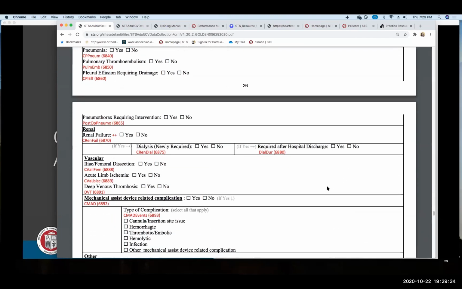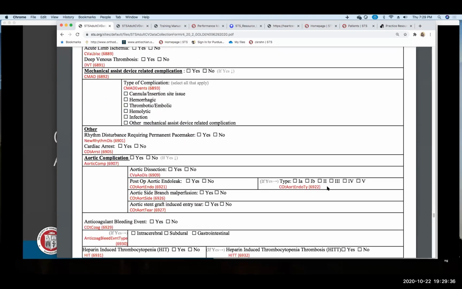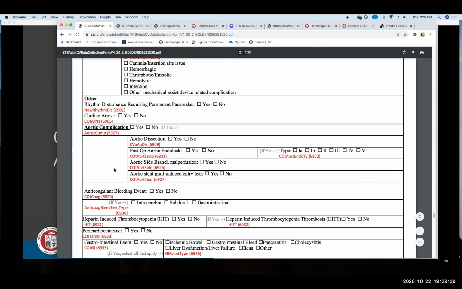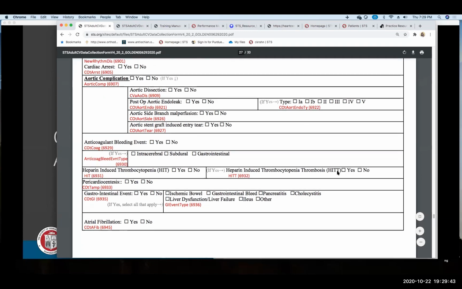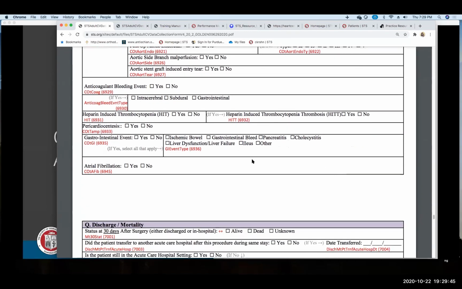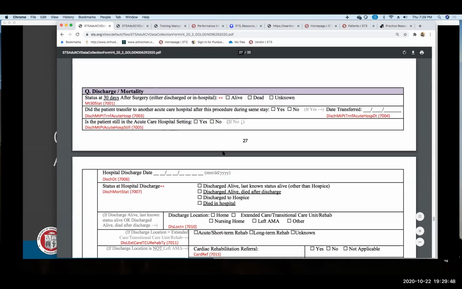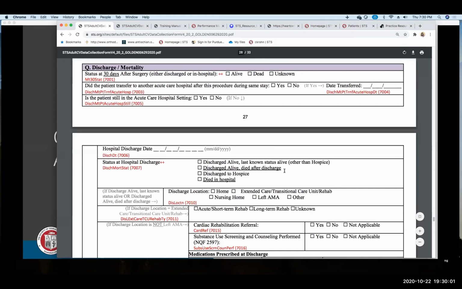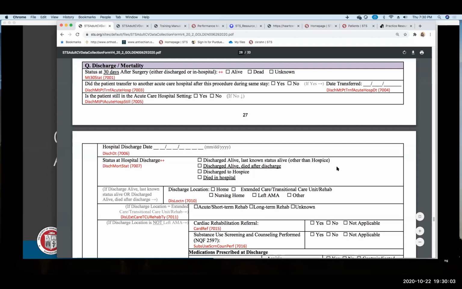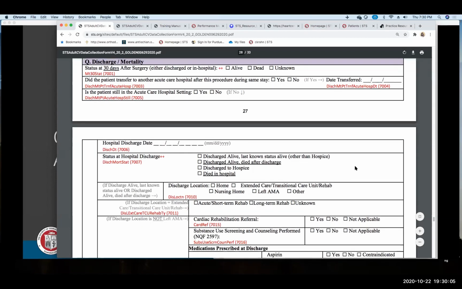We try to break it out so you don't have to answer all these questions if they're not applicable to your patient population or the patient that you're collecting this on. And then the discharge section: we follow patients for 30 days currently, and we do have a patient reported outcomes task force looking at doing PROs right now. That's in the pipeline and may come in the next few years, where we're looking at more longitudinal follow-up.